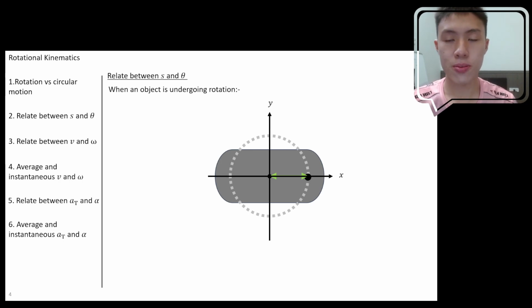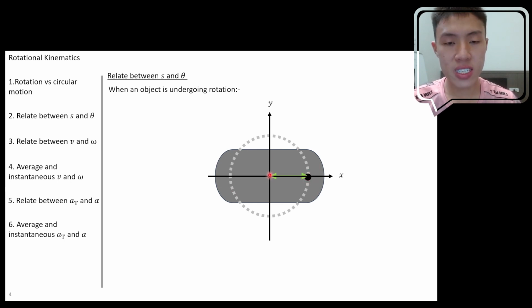Let's try to relate between s, the linear distance, and theta, the angular displacement. This discussion here is similar to what we learned in uniform circular motion, but there's a bit of a twist to it. Again, I still have my same rigid body over here, which is in gray, and I place a black sticker to represent one point on the rigid body.